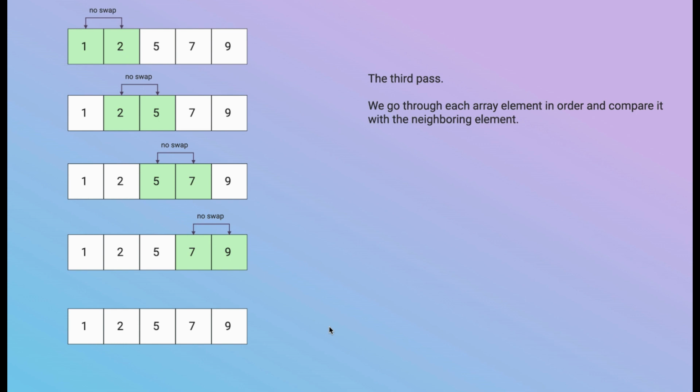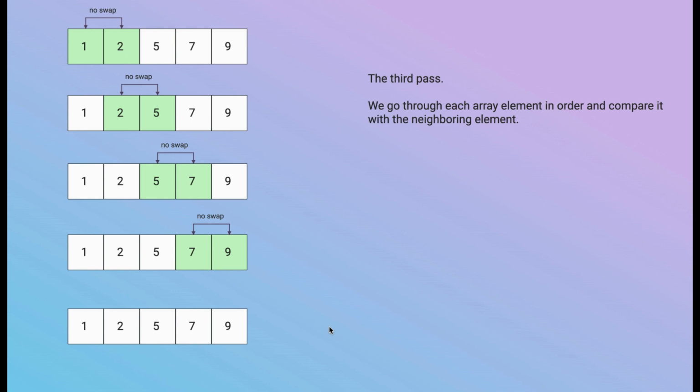Compare 1 and 2. 1 is less than 2. Don't swap elements. Compare 2 and 5. 2 is less than 5. Don't swap elements. Compare 5 and 7. 5 is less than 7. Don't swap elements. Compare 7 and 9. 7 is less than 9. Don't swap elements. Okay, if we have the count of exchanges equal to 0 at the end of the pass, it means that we have the sorted array.